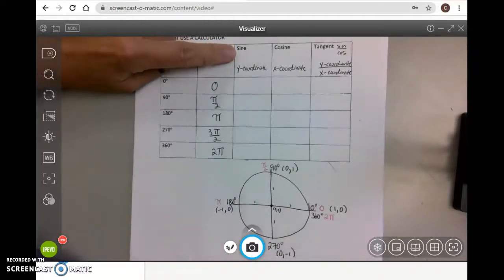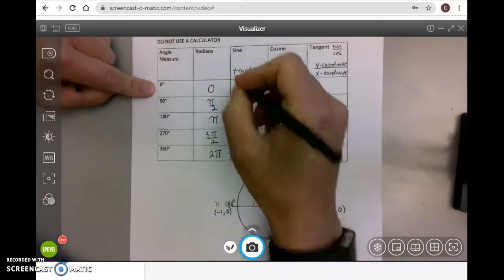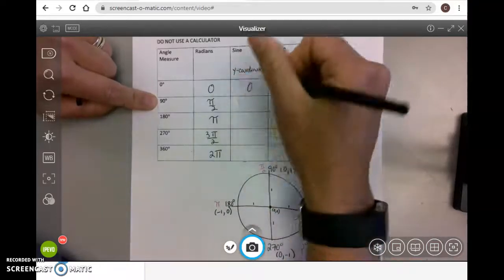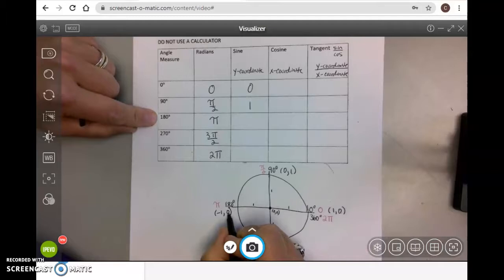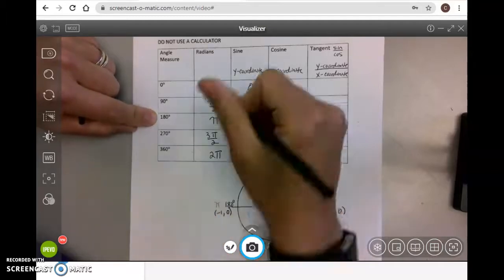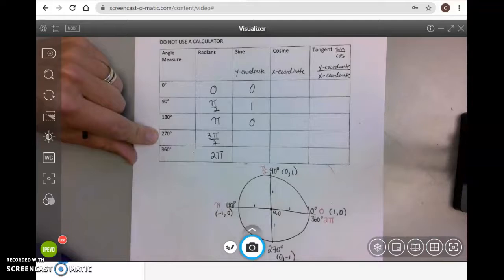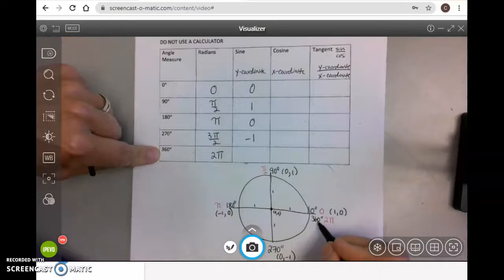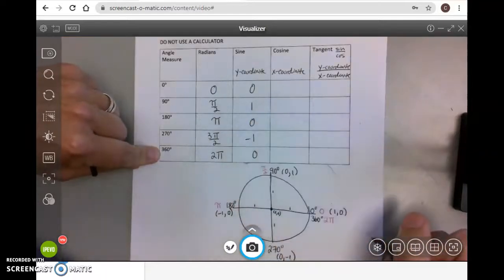So when I'm asked for the sine, I want the y-coordinate. At 0 it is 0. Now I want the y-coordinate at 90, which is 1. The sine of 180 is the y-coordinate at 180, which is 0. The sine of 270 is the y-coordinate at 270, -1. And the sine of 360 is the y-coordinate at 360, which is 0.